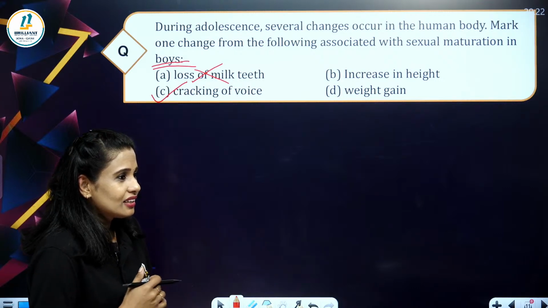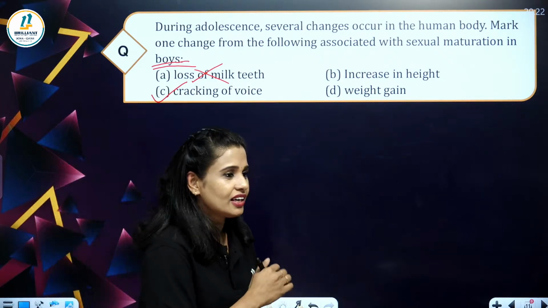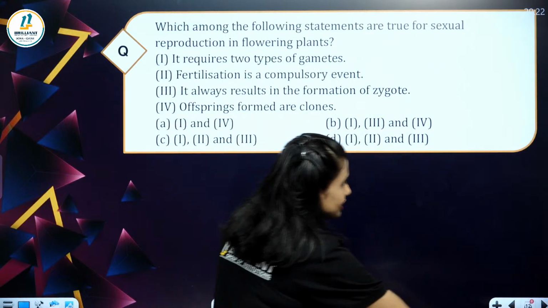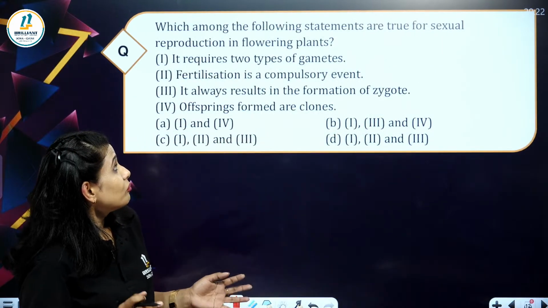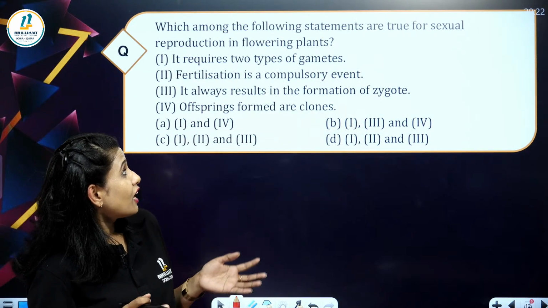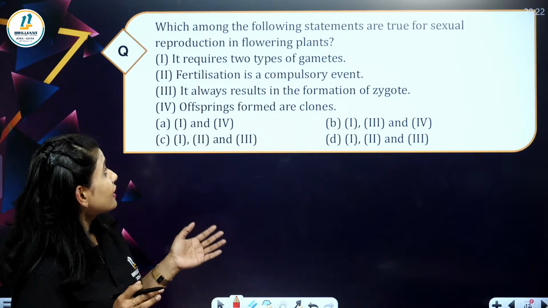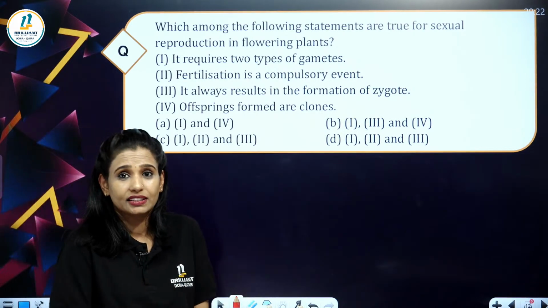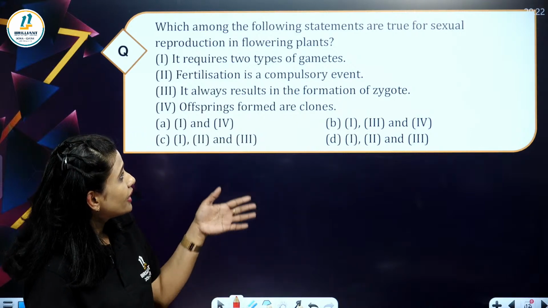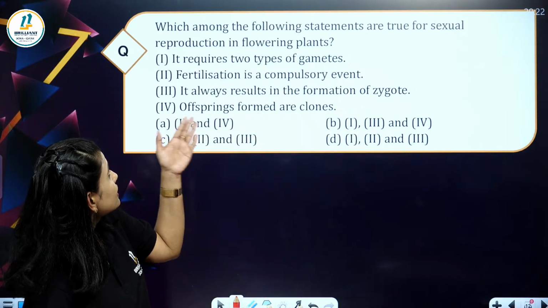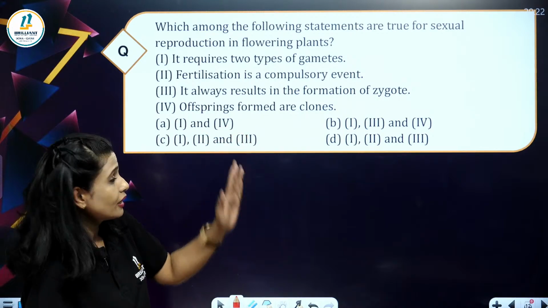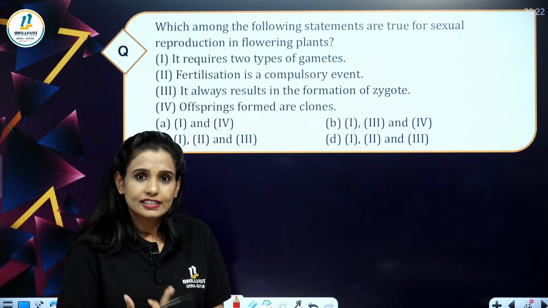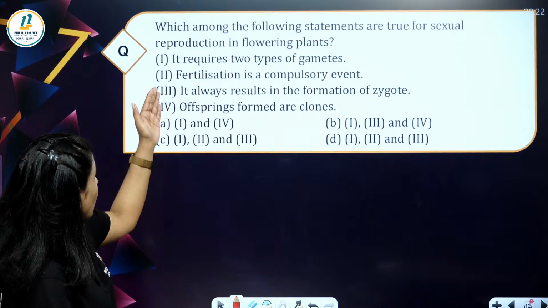Okay. Let's do the next question. Which among the following statements are true for sexual reproduction in flowering plants? Let's see the options.